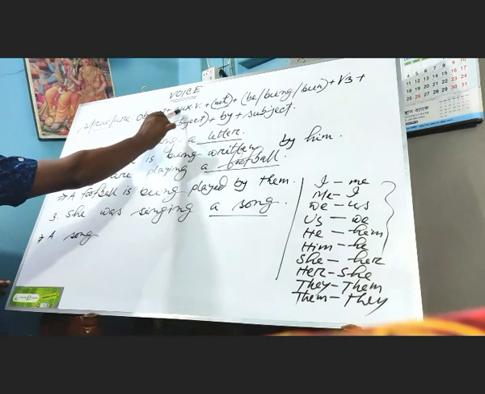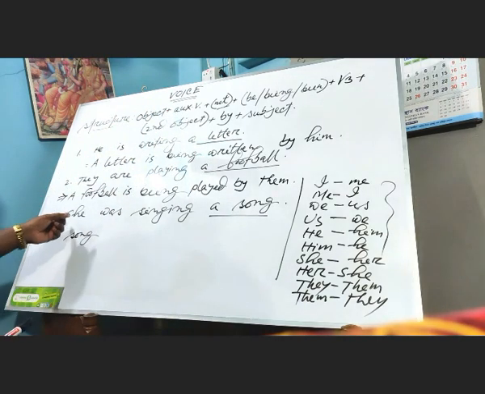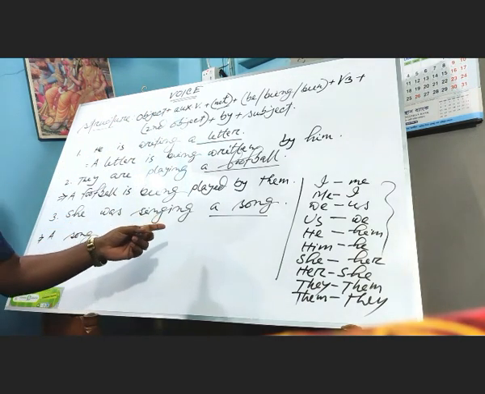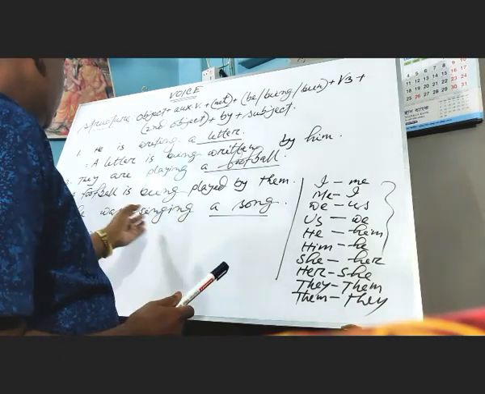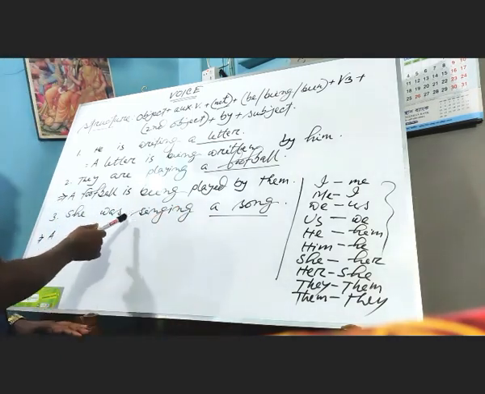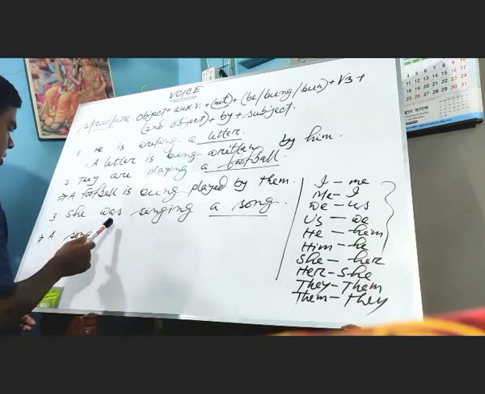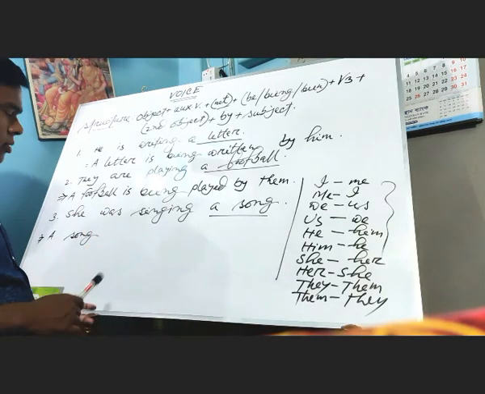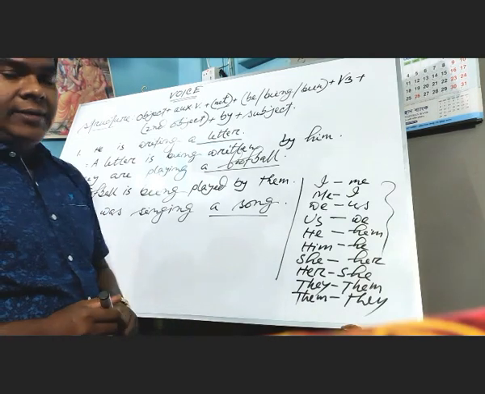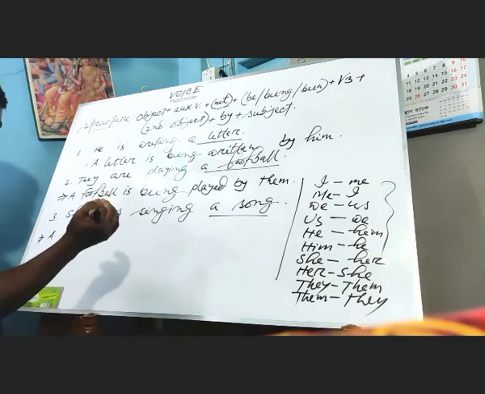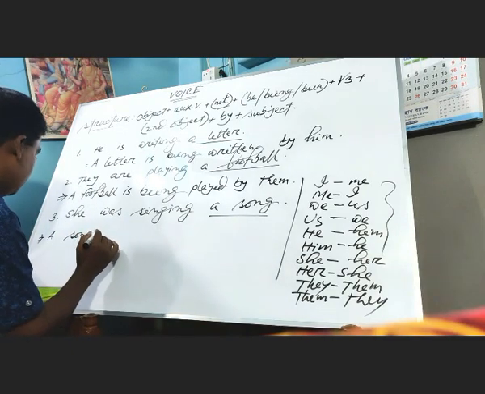Then we will write the auxiliary. Look here, there are auxiliaries in this sentence. There is the auxiliary, boys. What is the auxiliary here? The auxiliary is was. Okay, was. So was and were, they are the same. So singular after singular, you will be allowed to write was.